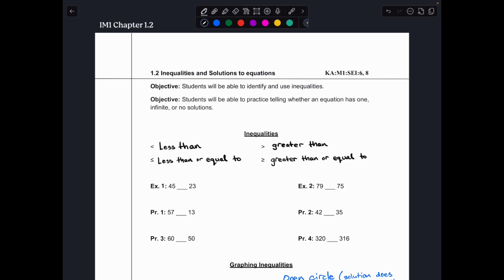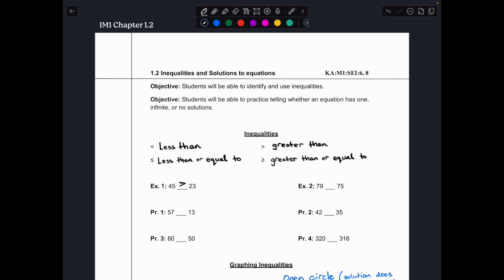But anyways, this symbol here is less than. You could also have greater than. And if there's a line underneath it, that means less than or equal to, or that one would mean greater than or equal to. The reason they're called that is because we read from left to right. So let's do example 1 together. We're comparing 45 and 23, and we would put greater than, right? Because 45 is greater than 23.